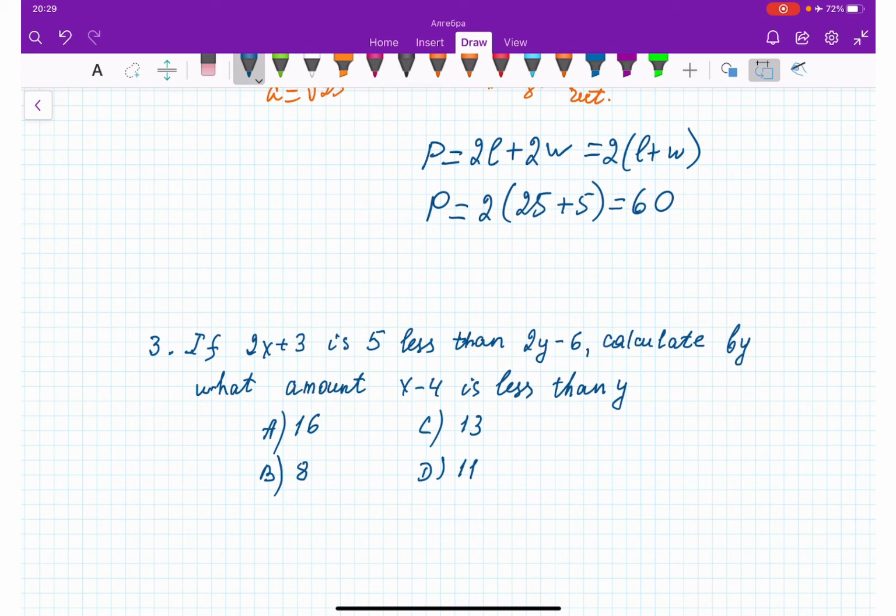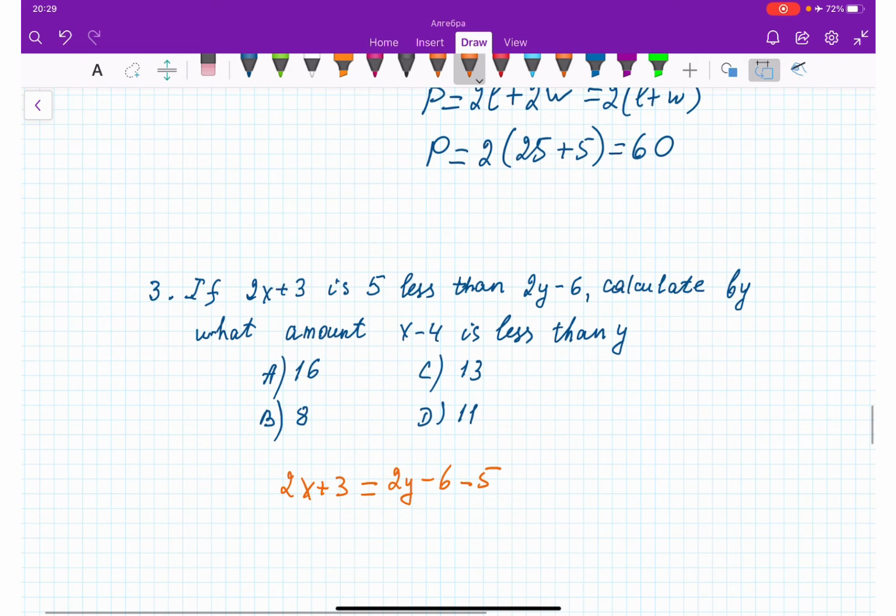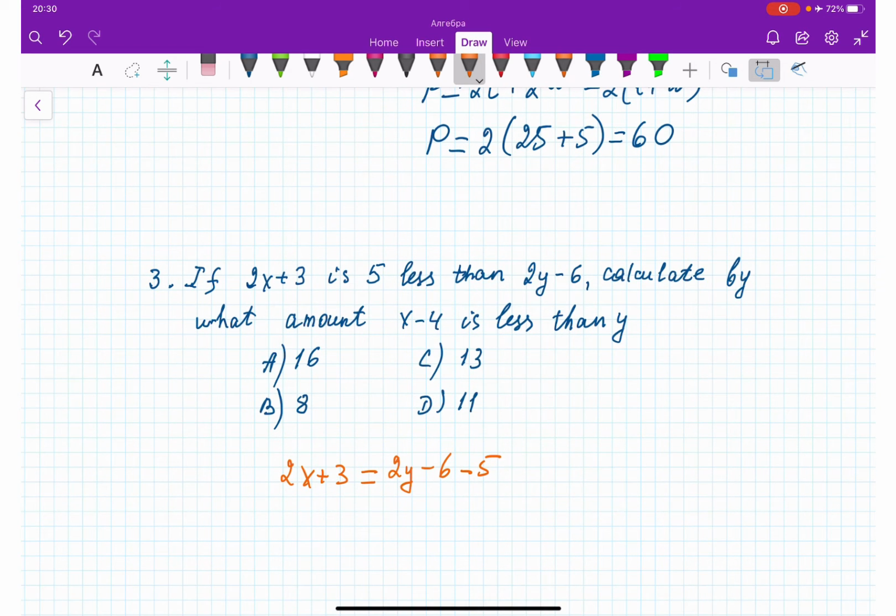If 2x plus 3 is 5 less than y minus 6, okay? 2x plus 3 is equal to y minus 6 less 5, right? Then we need to calculate by what amount x minus 4 is less than y. So we need to find x minus, let me write it this way. X minus 4 is equal to y minus question mark, right?